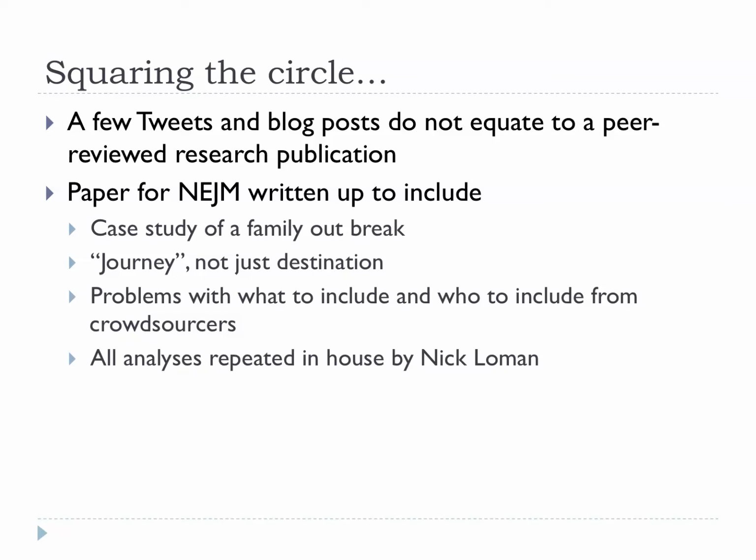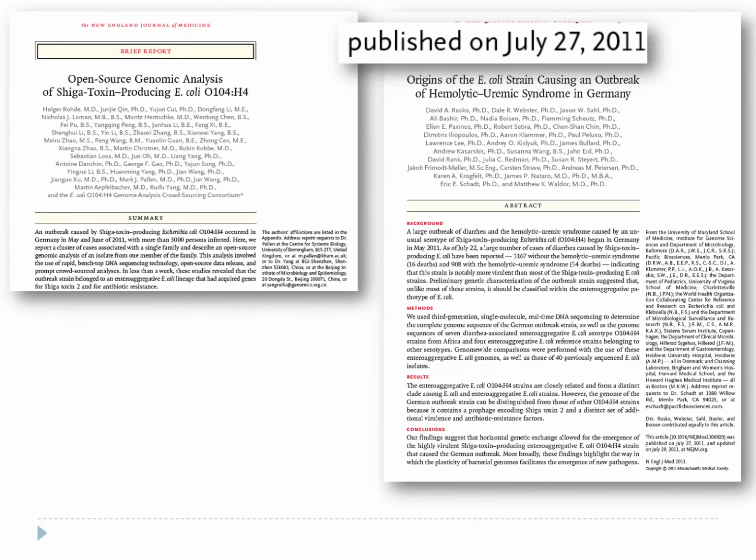And it was a 3-way thing between us in the UK, Germany, and BGI Shenzhen. None of the 3 groups had ever met each other in real life. So we didn't know what we could get away with, what we should do. In the end, we only added 4 people from the crowdsourcing, but we then put in an author as the crowdsourcing consortium. Nick Loman repeated all the analysis to make sure that they were sound in-house. He did a heroic job in about 48 hours. And we ended up getting our paper published.